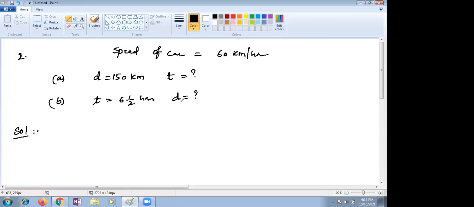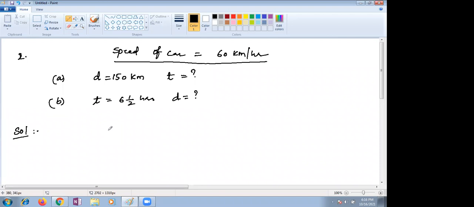So how are we supposed to write here? How are we supposed to write according to our condition? Speed is nothing but distance traveled by time taken, right, children? Distance traveled by time taken. So 60 kilometers per hour is the speed of the car.